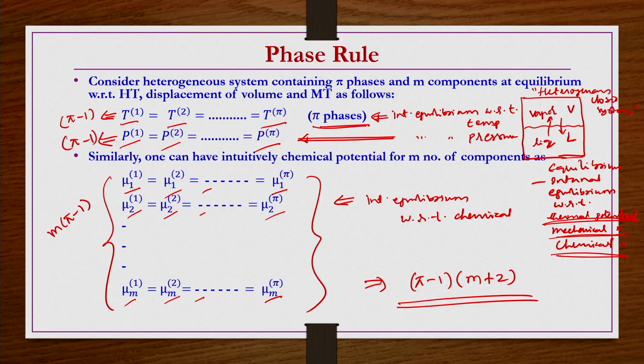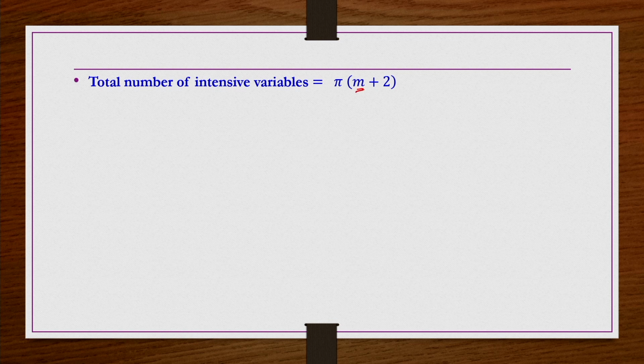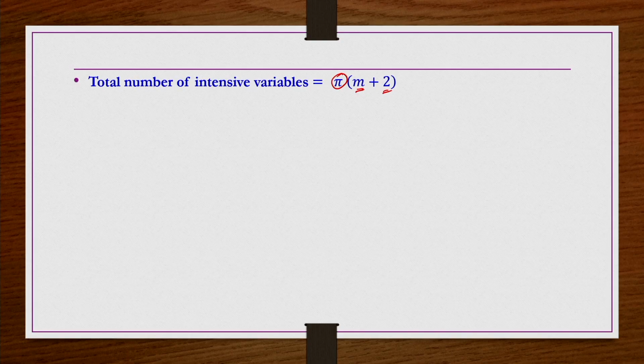Now, total number of intensive variables, how many are there? There are m number of components, and there is a temperature and pressure. So, m plus 2 are there for each phase, and there are pi number of phases. So, pi multiplied by m plus 2 number of intensive variables are there, but we have to check whether all of them are independent.